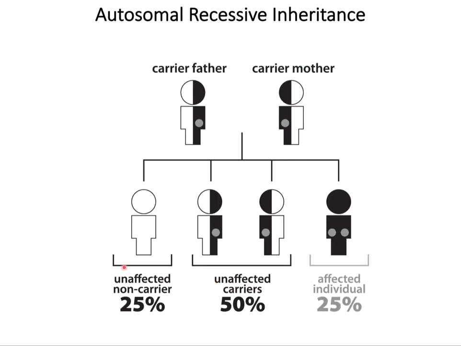So when we talked a little bit about the genetics of cystic fibrosis, we mentioned that it was autosomal recessive. This is a very simple slide reminding you what autosomal recessive is. If you have a father that is a carrier and a mother that is a carrier, then the chances of having a child that has both mutated forms of the CFTR gene are 1 in 4.